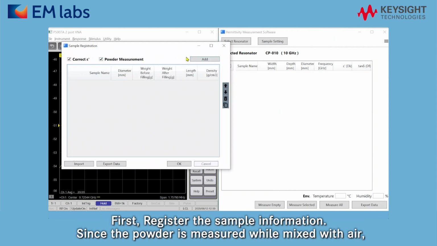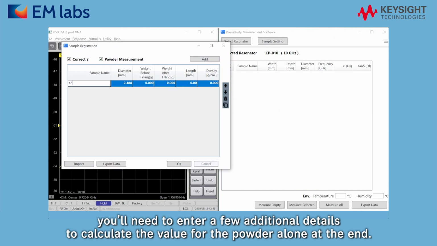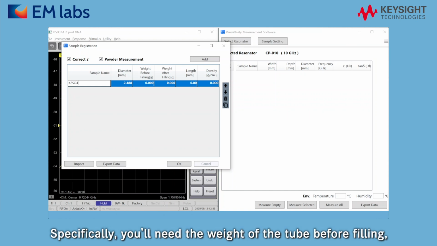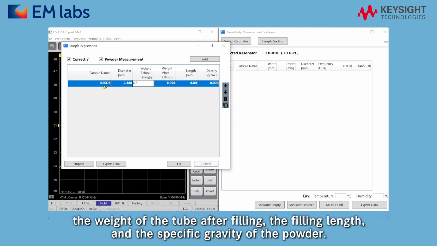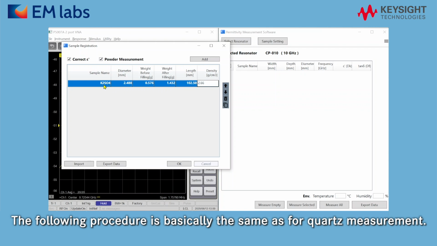First, register the sample information. Since the powder is measured while mixed with air, you'll need to enter a few additional details to calculate the value for the powder alone at the end. Specifically, you'll need the weight of the tube before filling, the weight of the tube after filling, the filling length, and the specific gravity of the powder. The following procedure is basically the same as for quartz measurement.